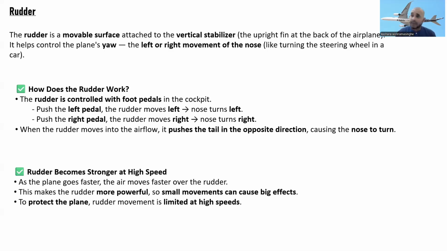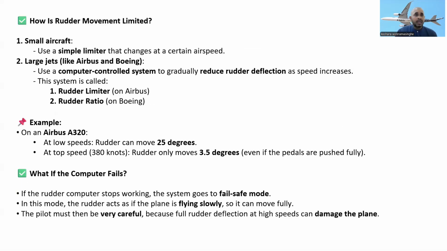As the plane goes faster, the air moves faster over the rudder. This makes the rudder more powerful, so small movements can cause big effects. So to protect the plane, the rudder movement is limited at high speed. This one has a component, the rudder limiter. So how is the rudder movement limited?